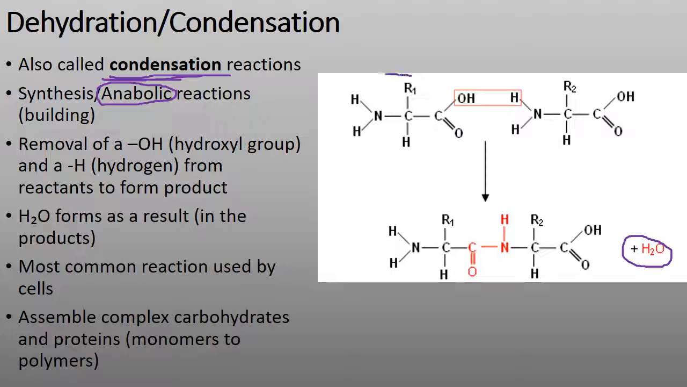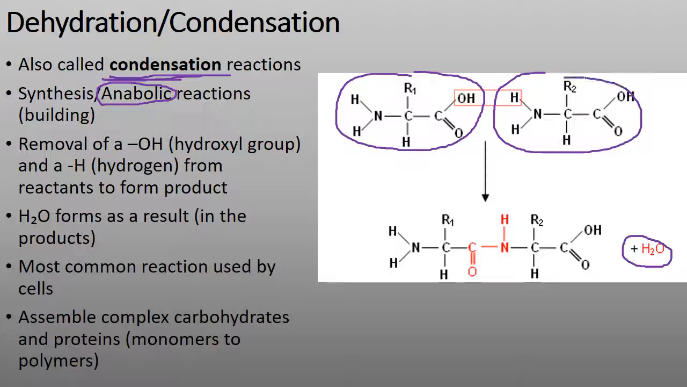The example here, we have two amino acids coming together to form a dipeptide as a product. And again, it's called condensation reactions because of the water that will be forming as a result of the product here. This is the most common reaction used by cells. Cells use dehydration synthesis reactions, again an anabolic reaction, to build your macromolecules like carbs and proteins.